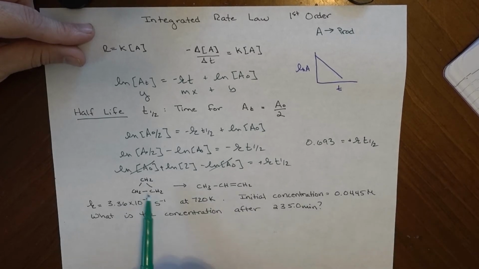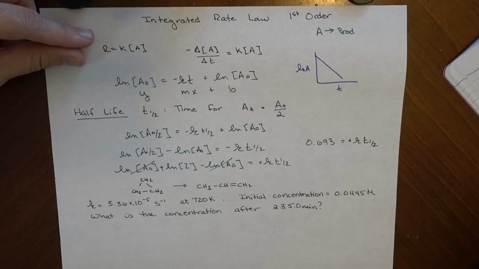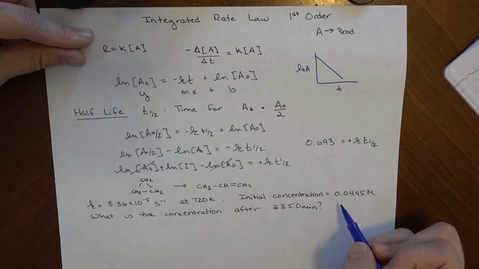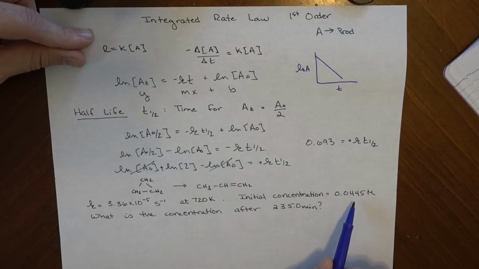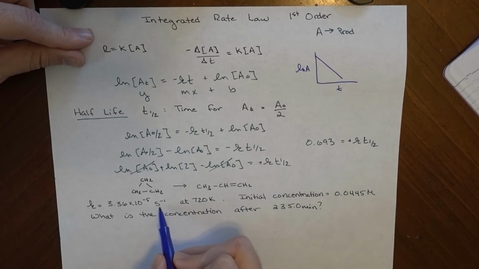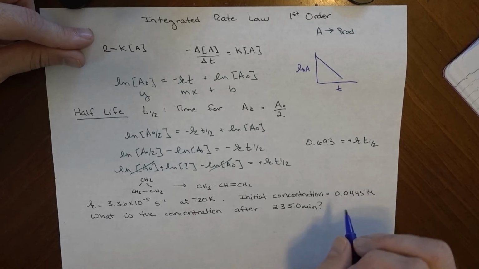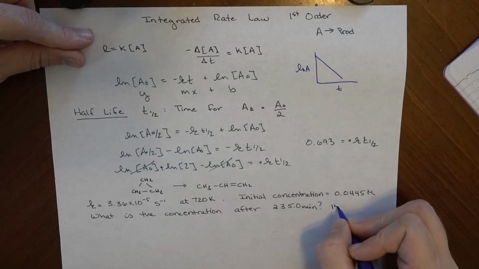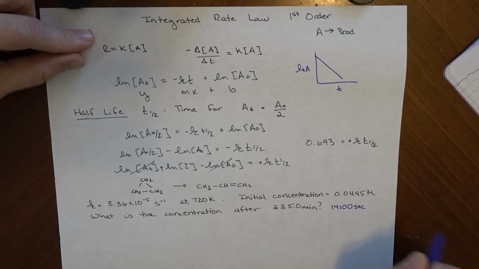Finally, what we're going to look at is an example problem. So we've got this cyclopropane, and it is in equilibrium with this propene. So what we're going to do is try and answer this question. We've got a rate constant of this at 720 K. Now all rate constants are temperature dependent. The initial concentration is this, and what is the concentration after 235 minutes? Notice our rate constant is in per seconds and this is in minutes, so we're going to have to convert this number of minutes to, I believe it is 14100 seconds, basically multiplying this number by 60 to get to seconds.